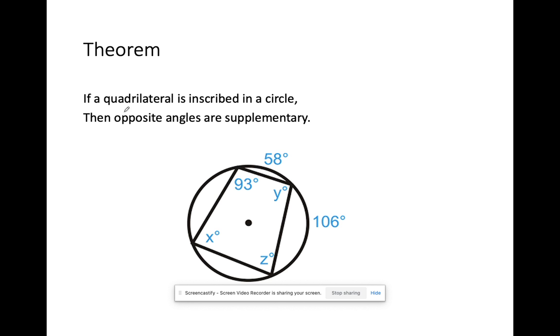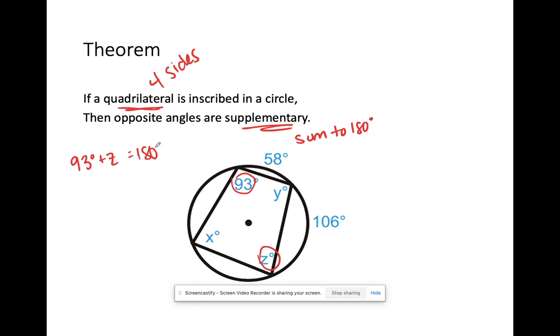If you have a quadrilateral inscribed in a circle, so specifically a 4-sided figure, the opposite angles are supplementary. Remember, that means they sum to 180 degrees. So we can use that to find all of these missing angles. The first one that I can find fairly easily is angle Z, because I know that 93 degrees and Z degrees are going to go together. They're supplementary. They add to 180. So I can say 93 degrees plus Z equals 180 degrees, and then subtract the 93. And then I'll get angle Z is equal to 87 degrees.